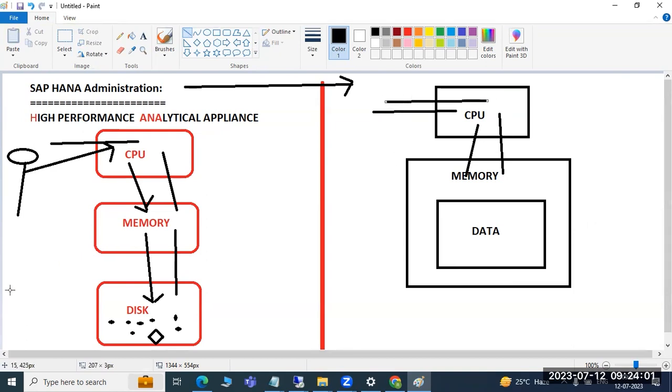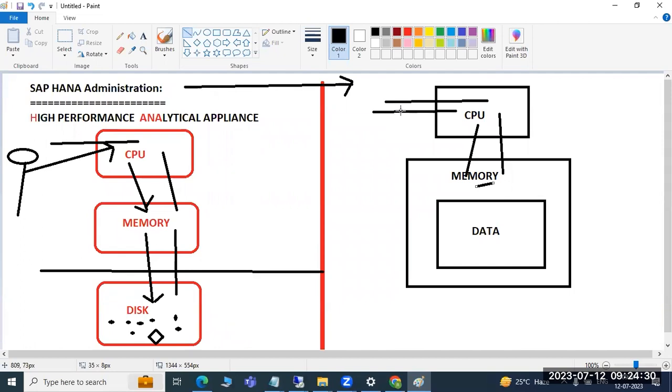So you are saving this much time. In other databases, the request goes to the disk, searches in the disk, gets the data, retrieves the data, then gives the response back. There are a lot of activities in the disk. But if the data is stored in the main memory, the CPU and main memory give the response back directly. That's the reason HANA is one of the fastest technologies.